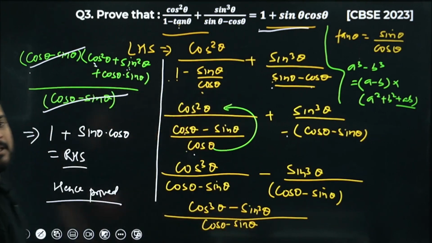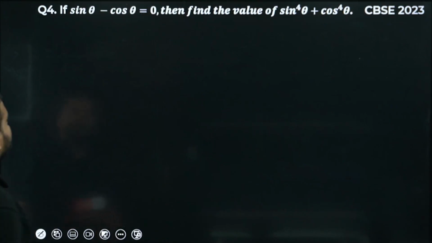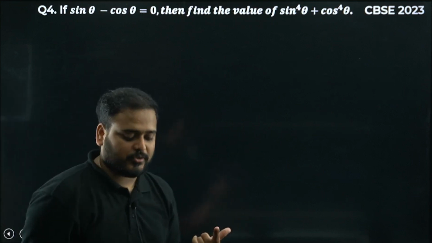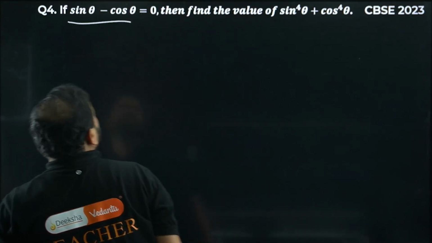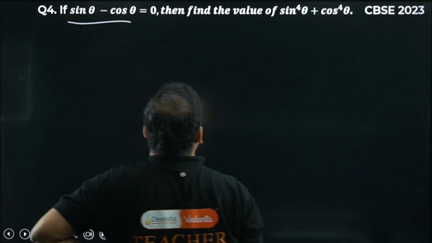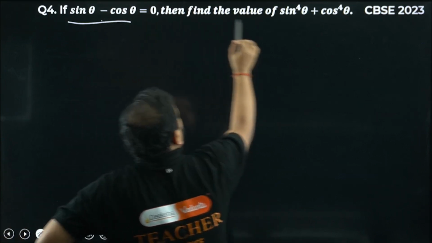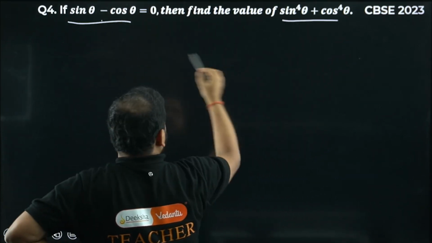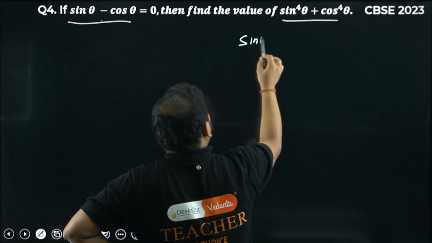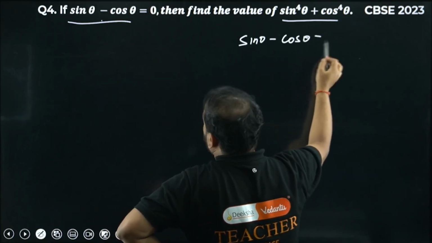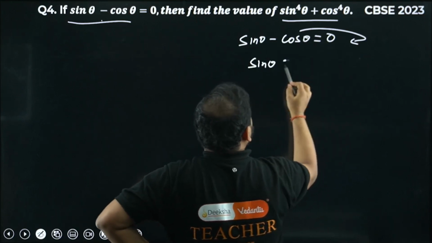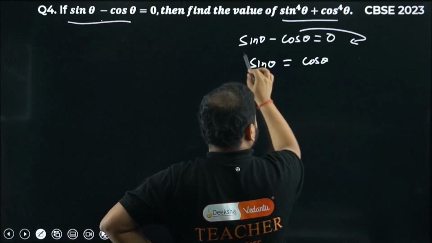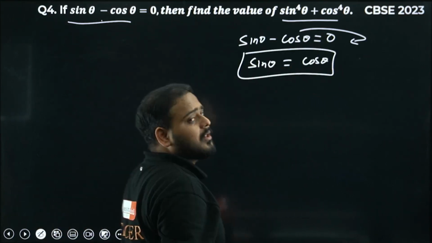Okay. Moving on to question number 4. I forgot I had taken only one more question. Okay, let's do it. This is also based on ratios only. If this is given, you have to find the value of this. What does it mean? Sin theta minus cos theta is 0. So bring this over to this side: sin theta equals cos theta. When are they equal?